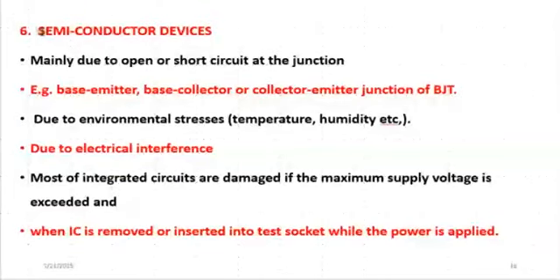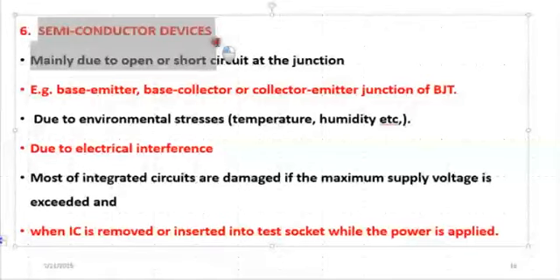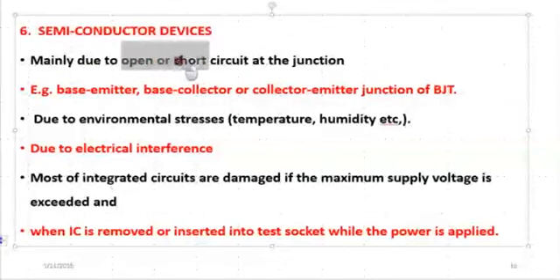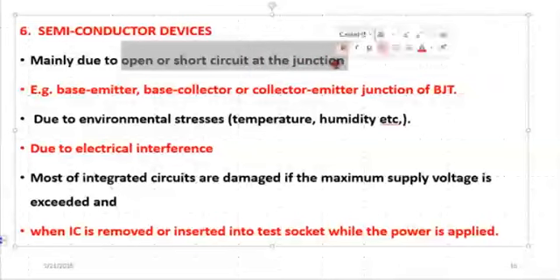So the item number 6 is semiconductor devices, and these semiconductor devices experience failure due to open circuit or due to what? Short circuit at the junction. And if you take a transistor, for instance, we have how many terminals? 3: collector, base, and what? Emitter. So there can be open circuit or short circuit between the base and emitter, between the base and collector, or between the collector and the emitter.